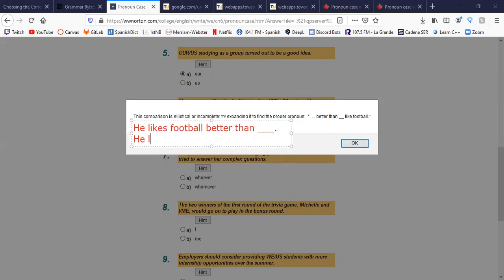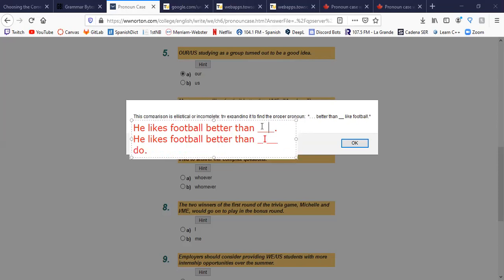Versus he likes football better than. So let's say that you choose either I or me. So in the first one, a lot of people would say, oh, he likes football better than me. In this case, it should be, but is that actually correct? Because you look at the second one, he likes football better than blank do. You wouldn't use me there, you would use I.